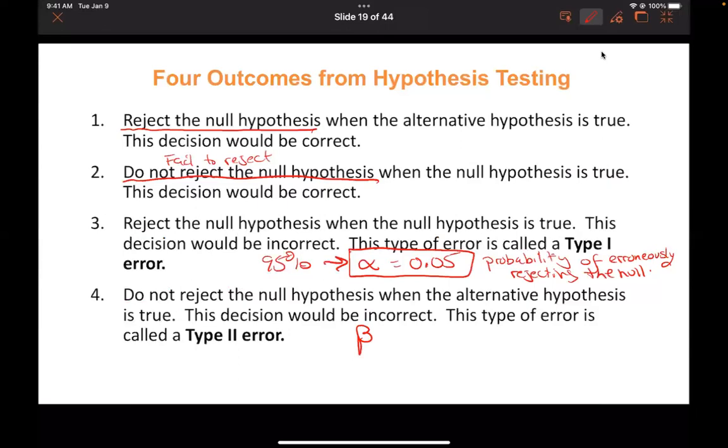I'm not really concerned about this. If you don't mention beta or alpha at all, I'm not going to get mad at you, but just do your best. And if you just do your best, I'll give you credit for it. If you just attempt to explain, I'll just give you credit for it. So type 2 error, or beta, is not rejecting the null when you should. Type 1 error is rejecting the null when you shouldn't. As I said, just do your best on these and I will go easy on you.